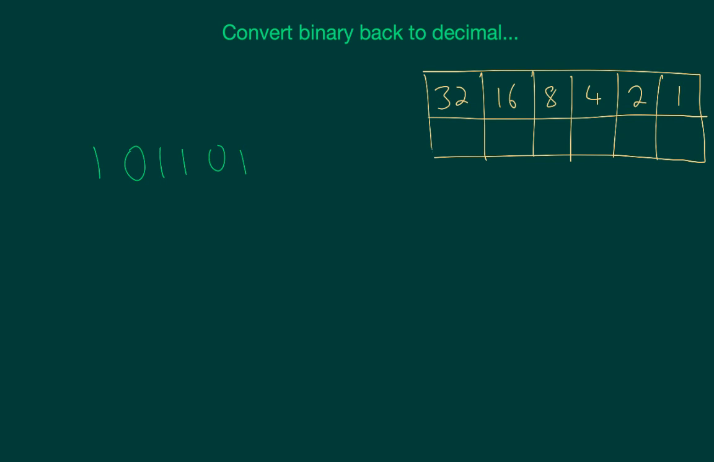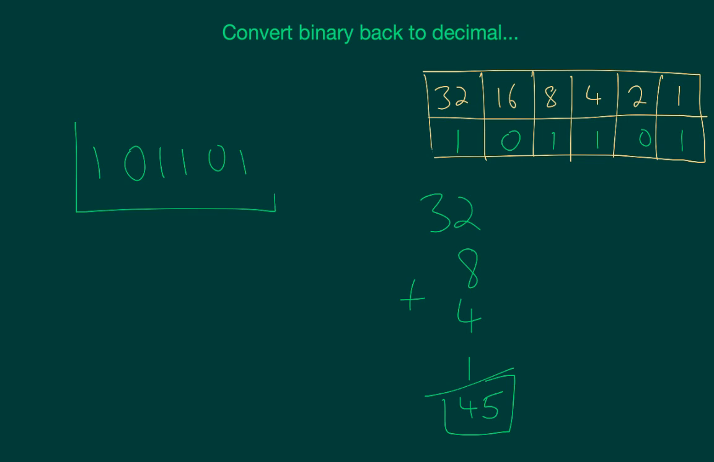Well, we'll write it in the boxes. 101101. We know which numbers we're going to use now, so we have 32, 8, 4, and 1. If we add up all of these numbers, we get 45. And that is the decimal version of that binary number.